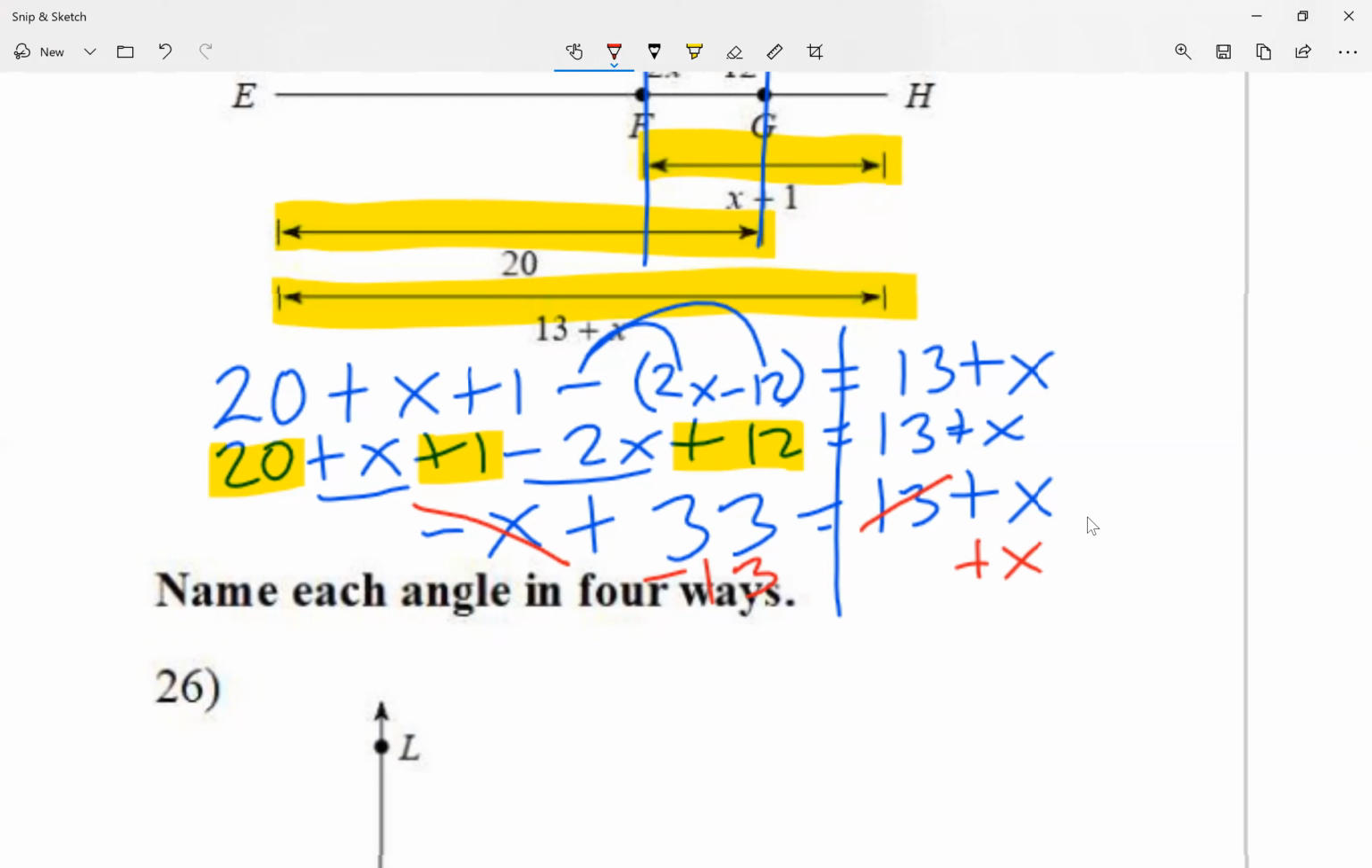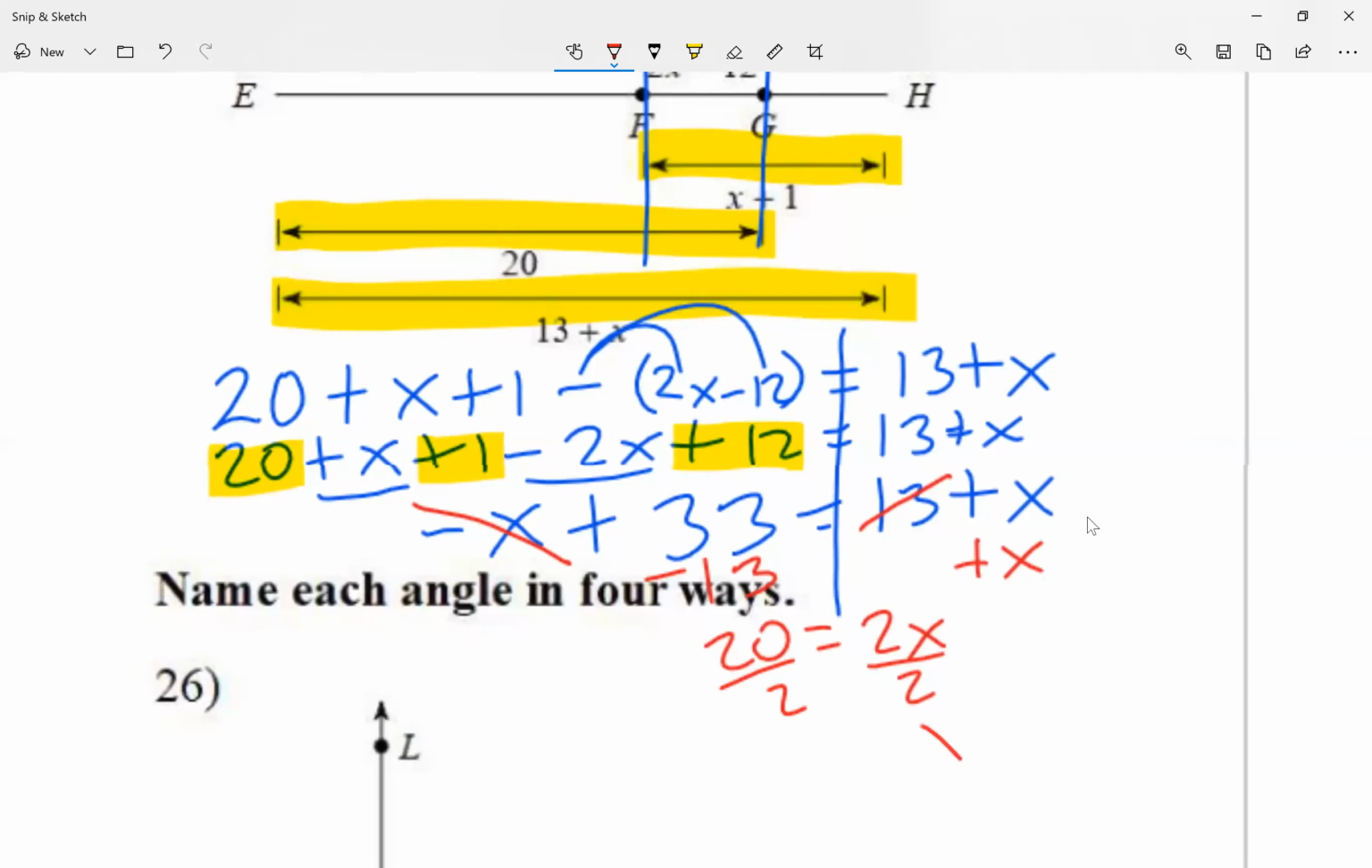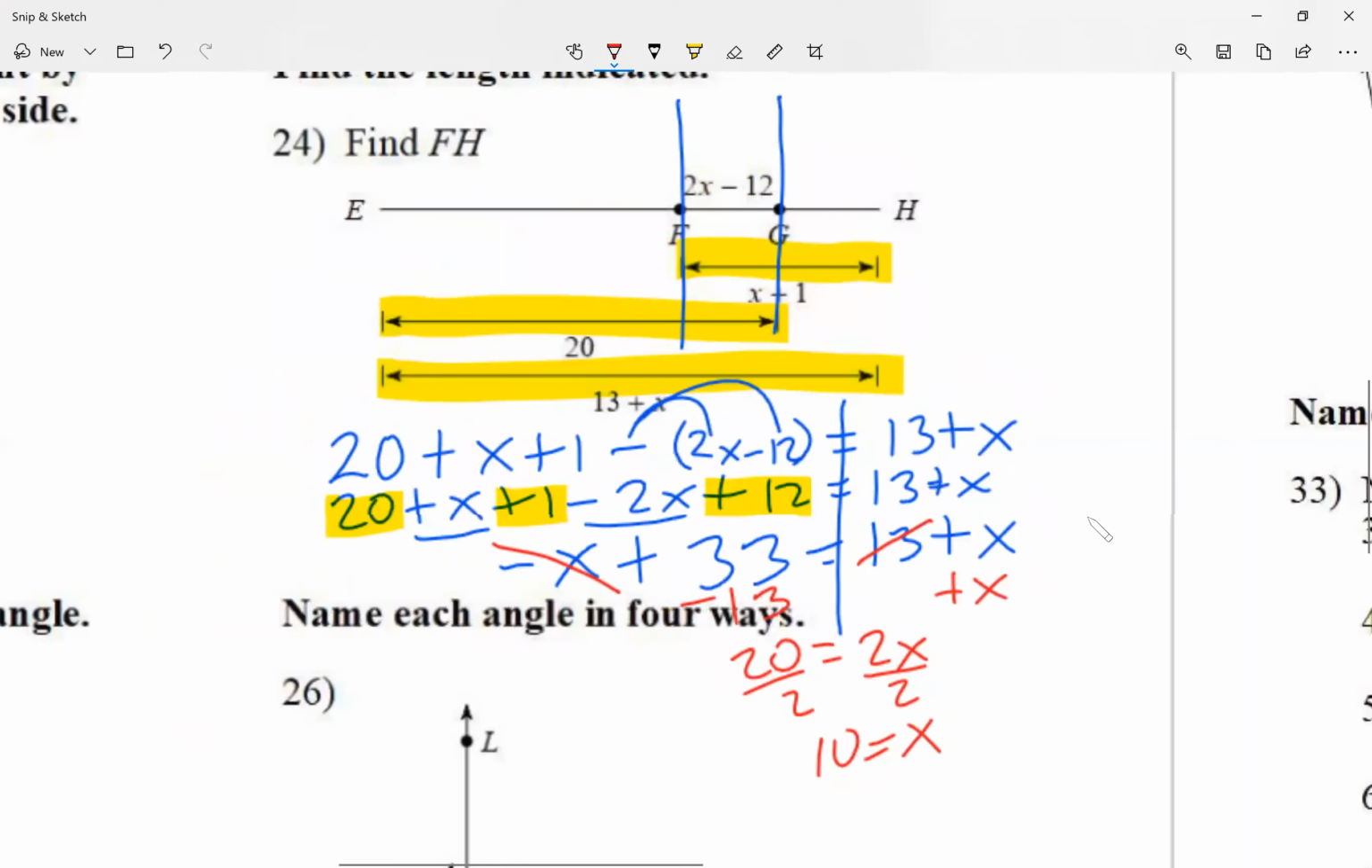When I look at the left side, 33 minus 13, that's 20. On the right side, 1x plus 1x, that's 2x. Let me divide both sides by 2, so I find out that x is equal to 10. I said I wanted to solve for x in order for me to continue. Don't think we're quite done, right?